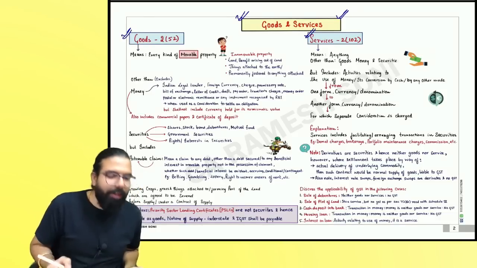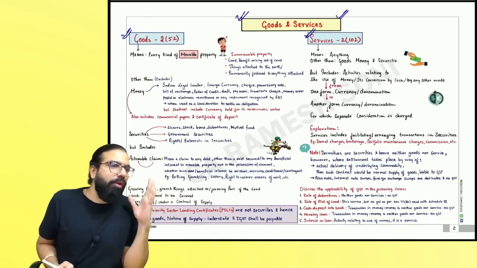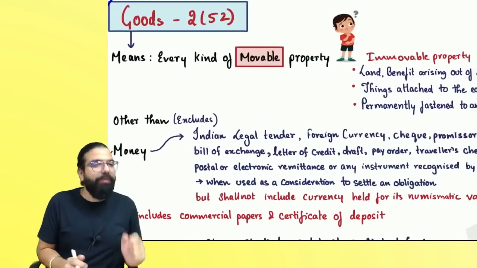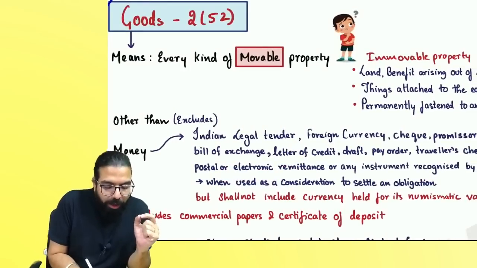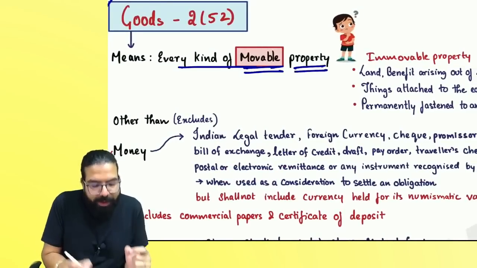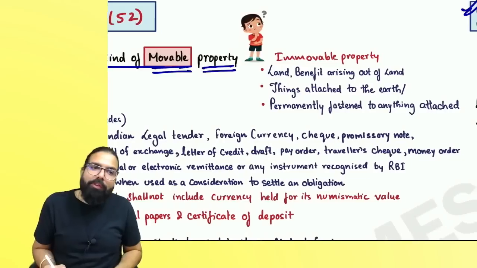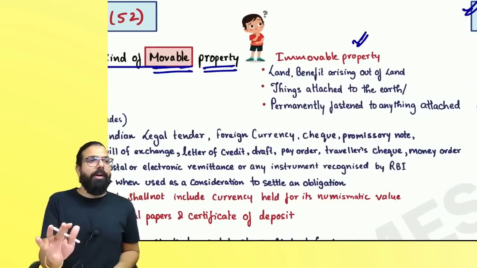The definition of services is given in section 2 clause 102. Section 2(52) says goods means every kind of movable property. It means every kind of movable property is goods. So what is not goods? Immovable properties are not goods.